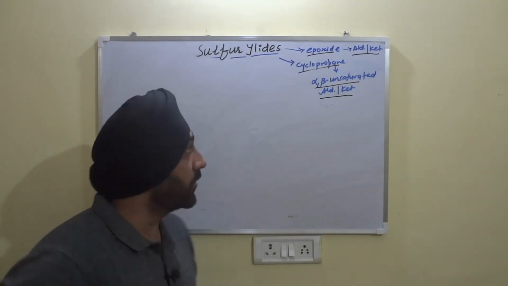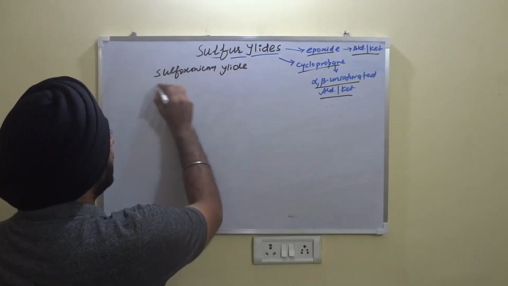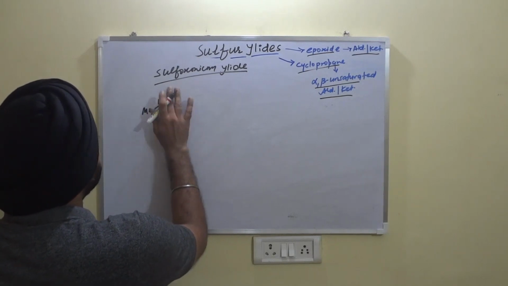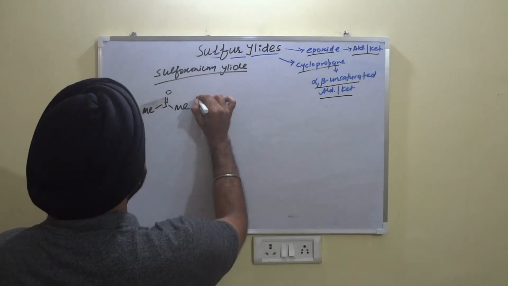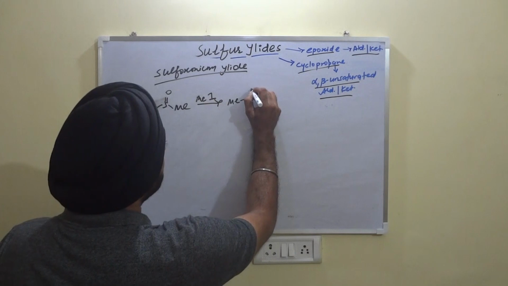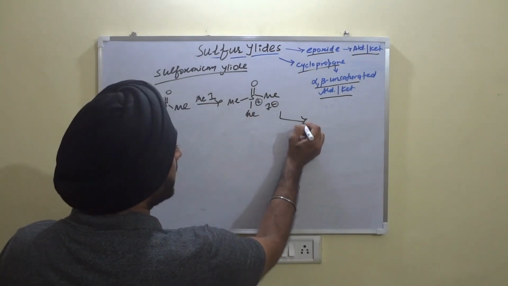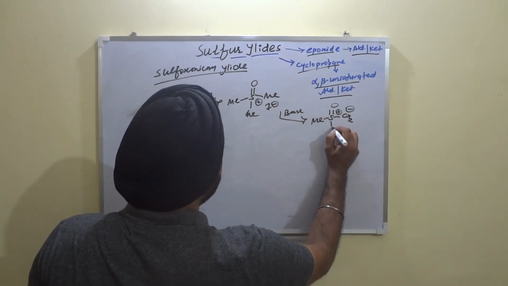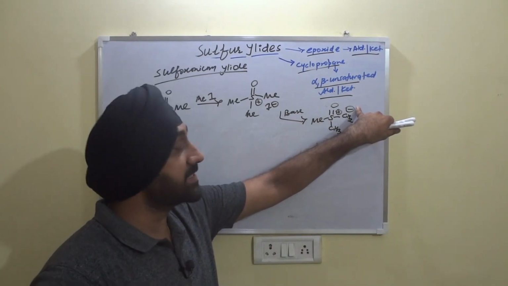Now instead of having an electron withdrawing group, we can also form sulfoxonium ylide, which are nothing but ylides that are generated from dimethyl sulfoxide. So when we have this dimethyl sulfoxide and methyl iodide, and such dimethyl sulfoxonium salts are treated with base, it leads to the formation of dimethyl sulfoxonium ylides.